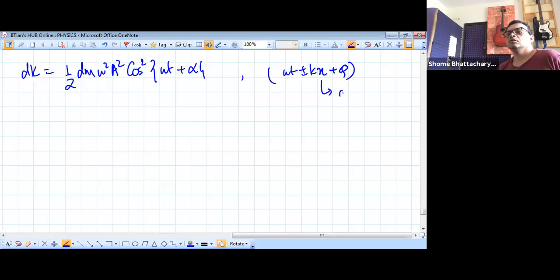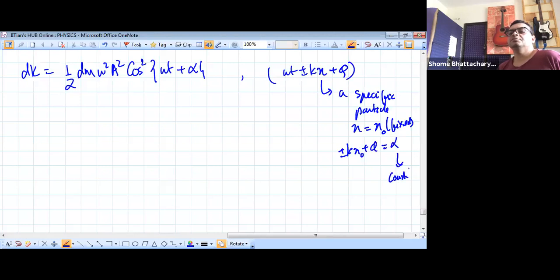For a specific particle, x is some x naught, x. So that kx naught, that plus or minus kx naught plus phi, is a constant with respect to time. So we can write this like this. So that is the instantaneous kinetic energy.